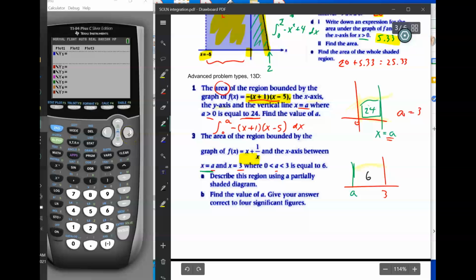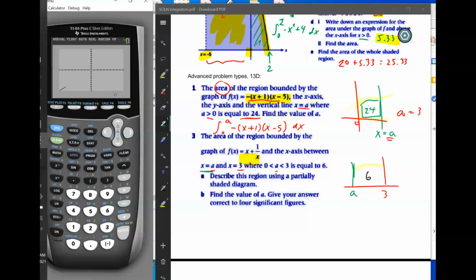We didn't even do that for number 1 because it didn't ask us for a graph or anything. We could just kind of imagine what it looked like. But, you know, always a good idea if you have the time to graph what you're looking at here. So this is the function. And what we're looking for is an interval from something to 3 under this graph where the area is equal to 6.